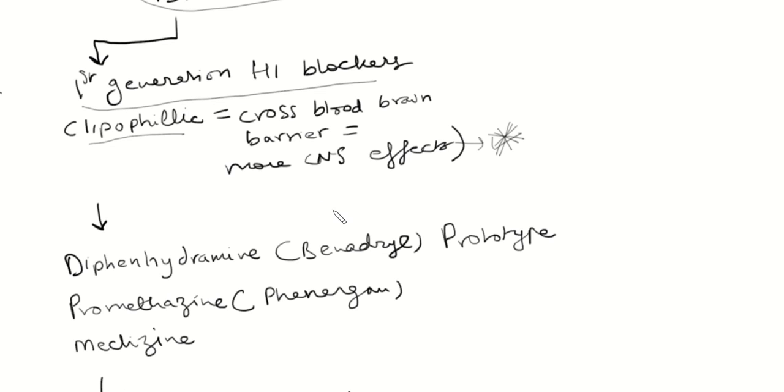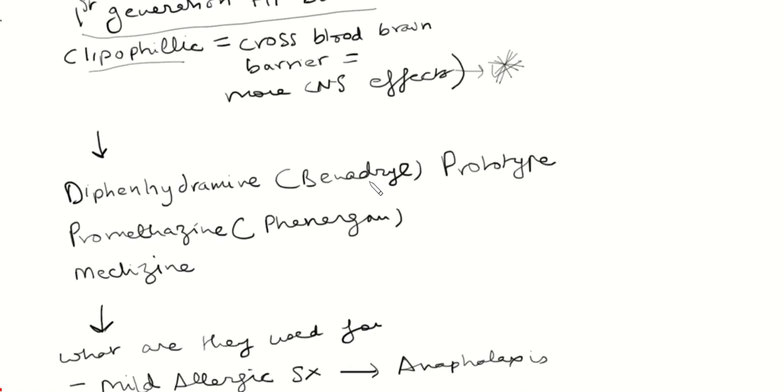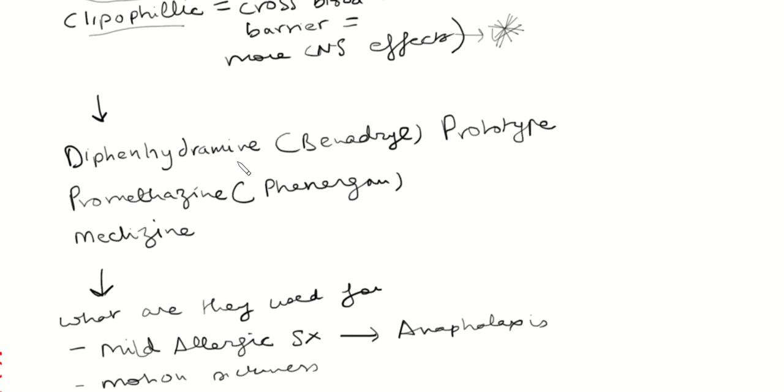Now, because they crossed the blood-brain barrier, they had more CNS effect or central nervous system effect. So remember that. So what are some of the drugs? There's diphenhydramine or Benadryl. That's the prototype drug. Okay? And then you have Phenergan or Promethazine and Meclizine. So these are three big, common, useful drugs.